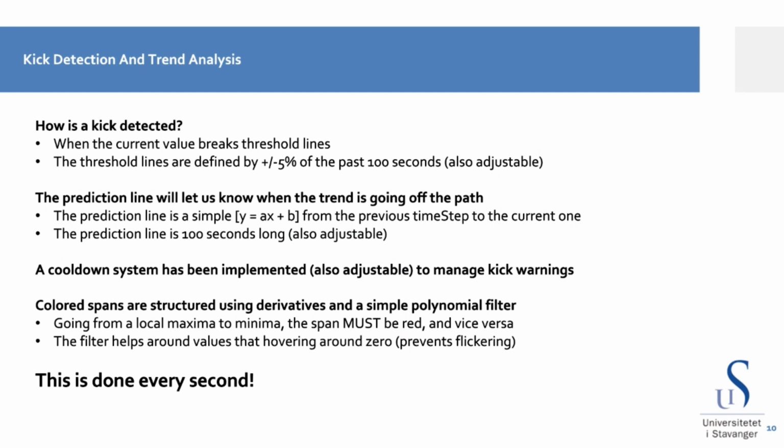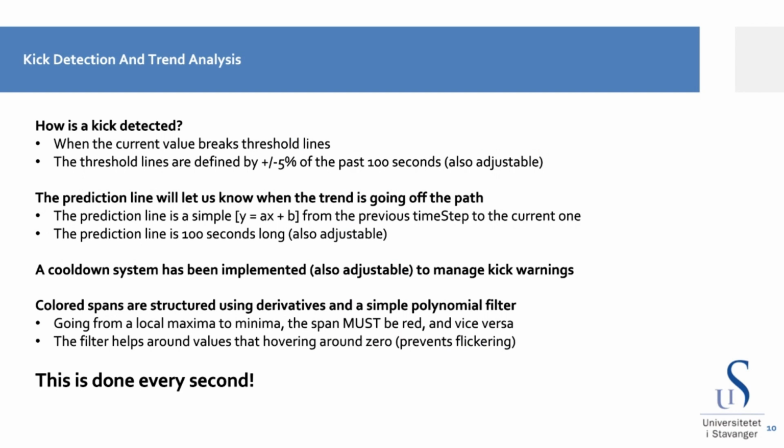The prediction line will let us know when the trend is going off the path, and here's the formula for that. Simple y equals ax plus b, and it's from the previous time step to the current one. The prediction line is 100 seconds long. This is also adjustable. It's simply an assisting tool for the driller, so he can more easily keep track of where the trend is going.